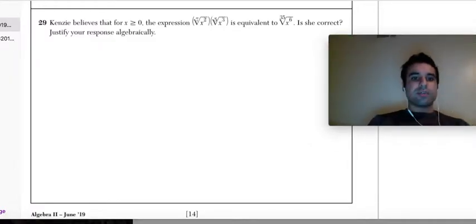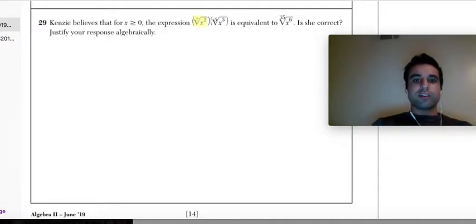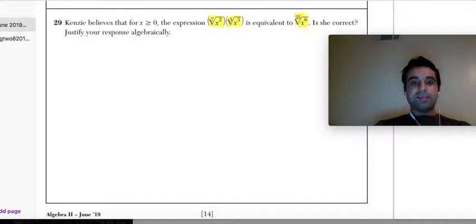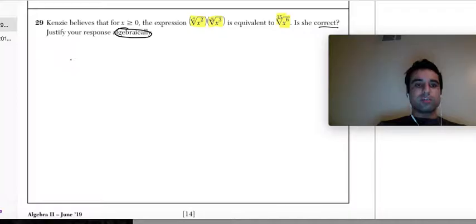Kenzie believes that for x greater than or equal to 0, the 7th root of x squared times the 5th root of x cubed is equivalent to the 35th root of x to the 6th. It seems like she multiplied the roots, 7 times 5 is the 35th root, and 2 times 3 is the exponent 6. I'm pretty sure that's not how it works, but let's prove it. It says justify algebraically. So is she correct, yes or no? Justify your response algebraically.